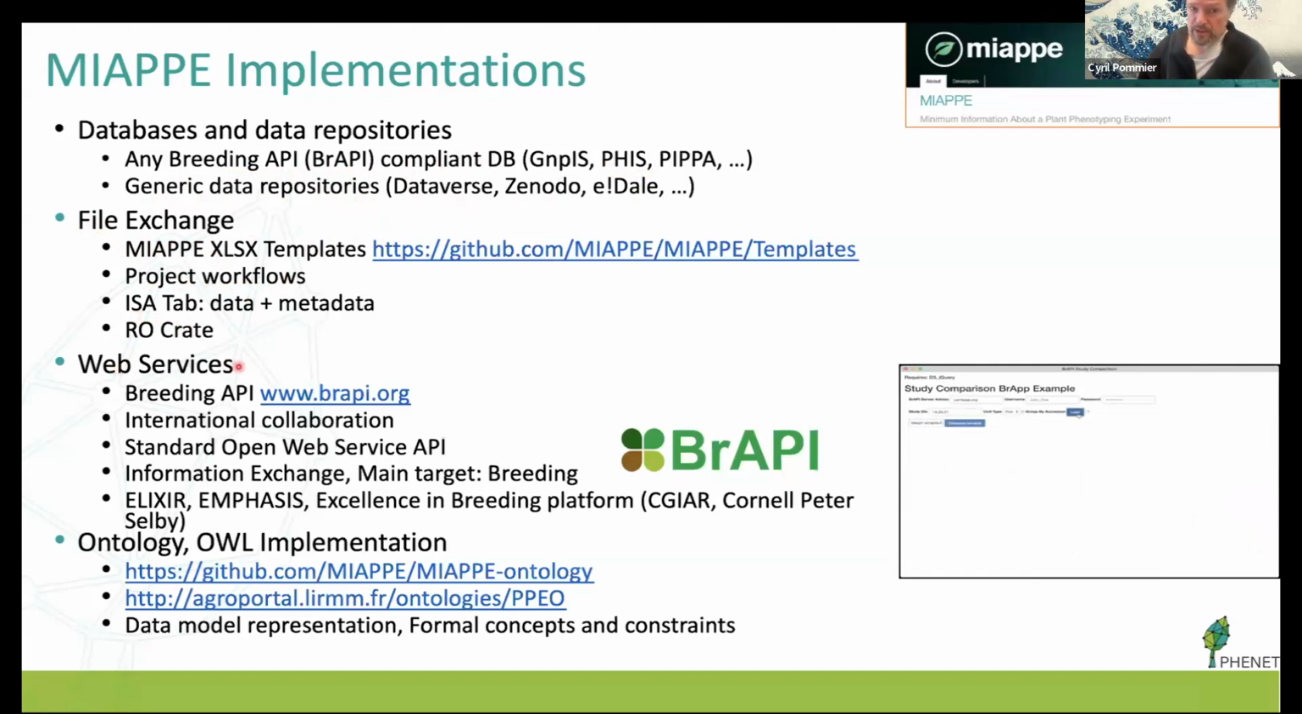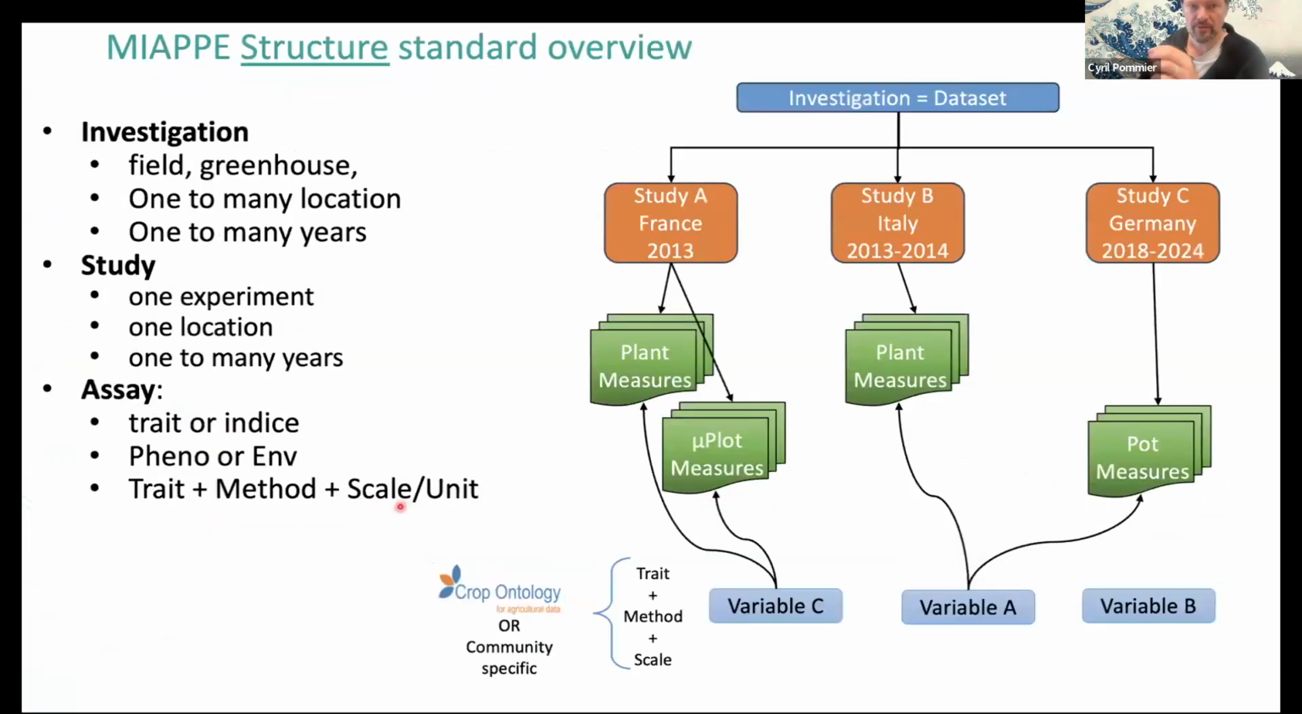There is a web service implementation, the BrAPI, the Breeding API, which is also an international collaboration. It's the standard open web service API, with the main target being breeding, but breeding at large, it goes beyond. Built by, once again, a lot of people. The CGIAR have been super active in this, and the current coordinator is Peter Selby from Cornell. And finally, there is an ontology formalizing MIAPPE.